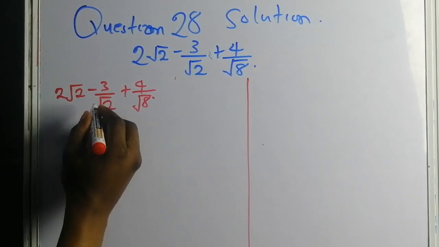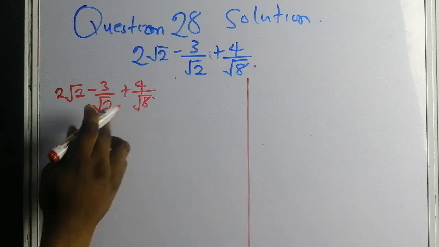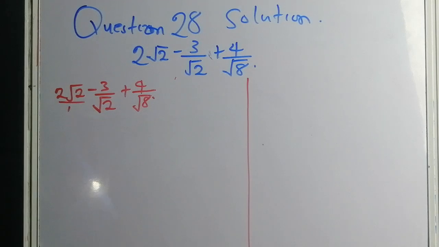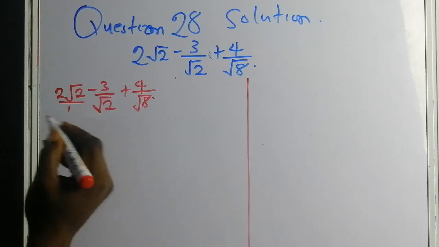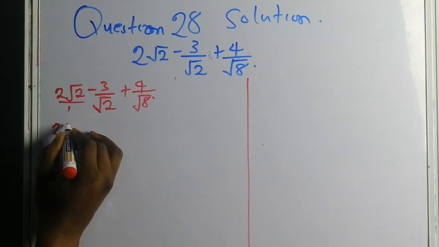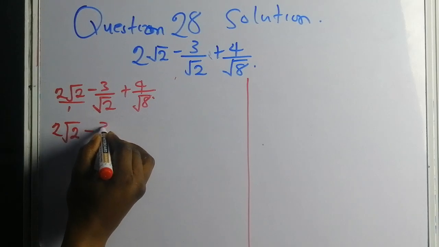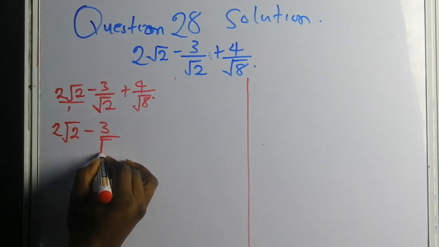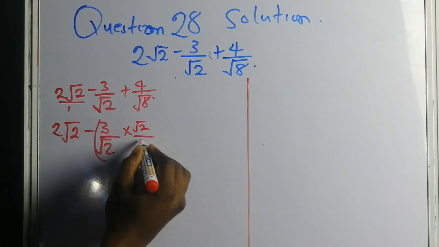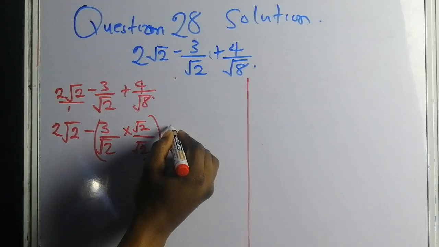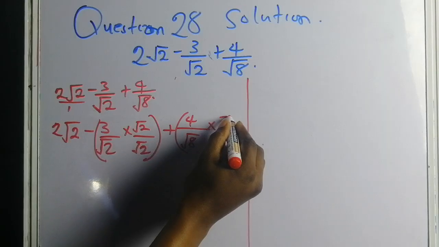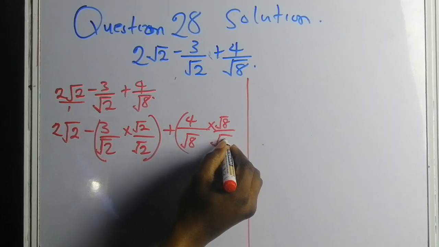Then what do you do here? At the end of the day, you rationalize the one that has a square root in the denominator. This one is the same thing as over 1, but we don't usually write it. Anything over 1 is still the same thing. So this is the same thing as 2 root 2 minus 3 over root 2, and I'm rationalizing this directly, so times root 2 over root 2, plus 4 root 8 times root 8. That's rationalization.